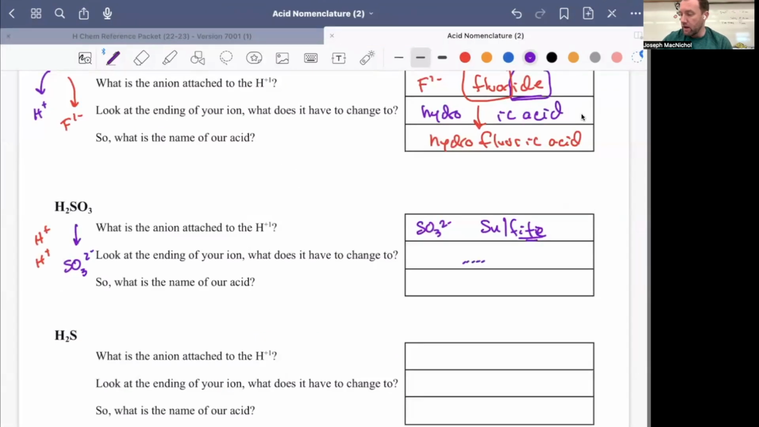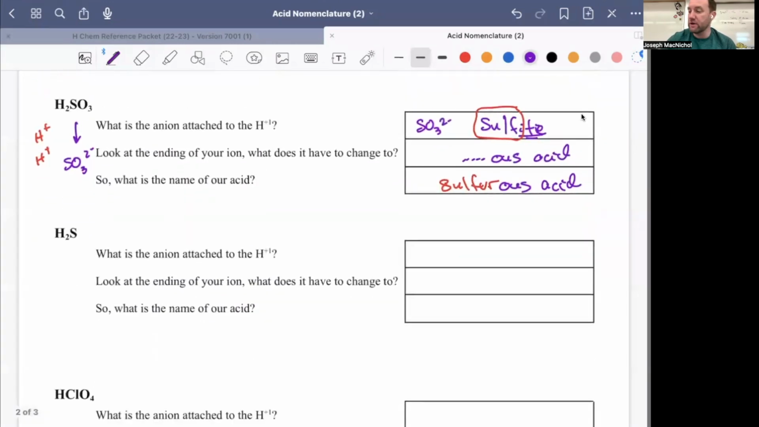So this is going to become an us acid. Well, what are we talking about? We're talking about sulfur. So this is going to be sulfurous acid as its final name. Not to be confused with this one.